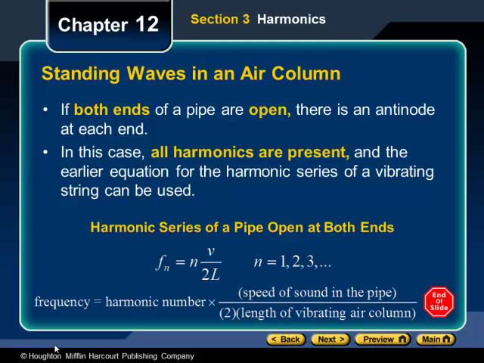So for the pipe open at both ends, you have the harmonic number times the speed of sound in the pipe over twice the length of the vibrating air column. Okay, and this generally is the length of the pipe. You can sometimes have to make small adjustments for the diameter of the pipe, but for the most part, this will give you a good approximation of what you've got.